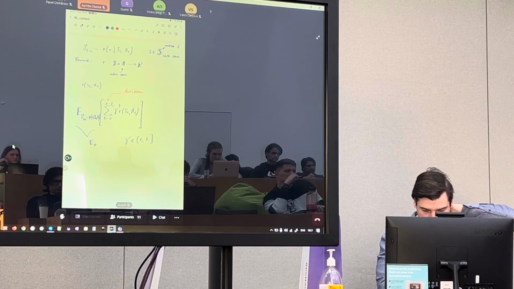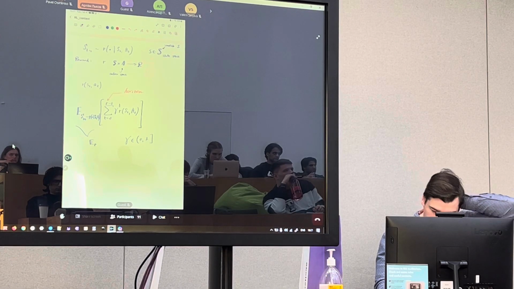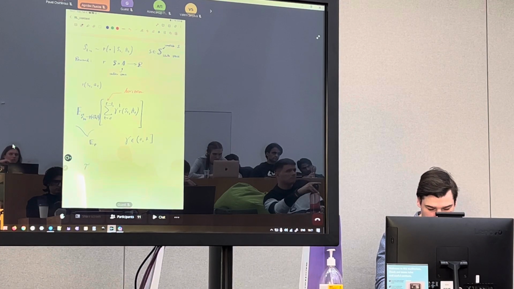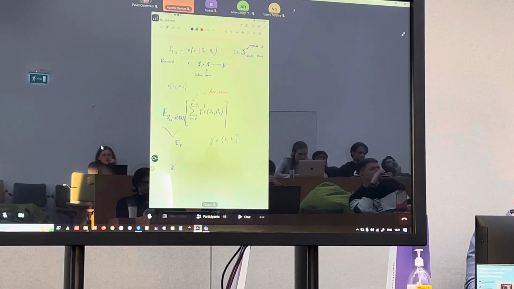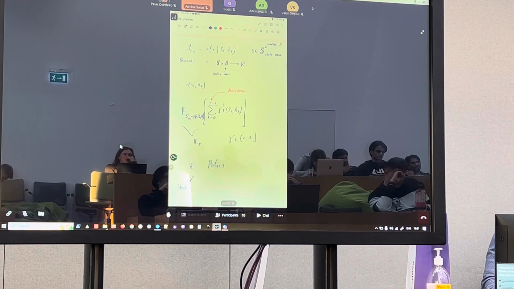So, something that we should put here, because it was just on a whiteboard. So pi is a policy. This is a policy. So policy is the law that yields actions based on the current state. The policy could be stochastic or deterministic.